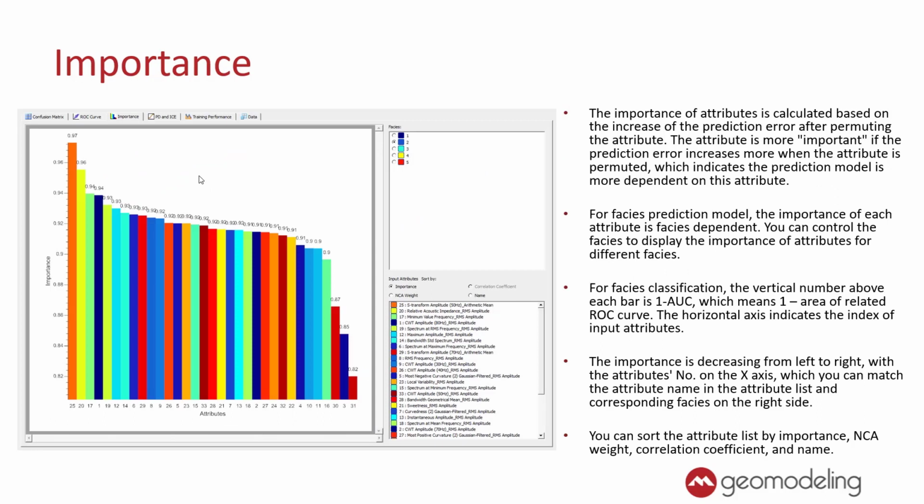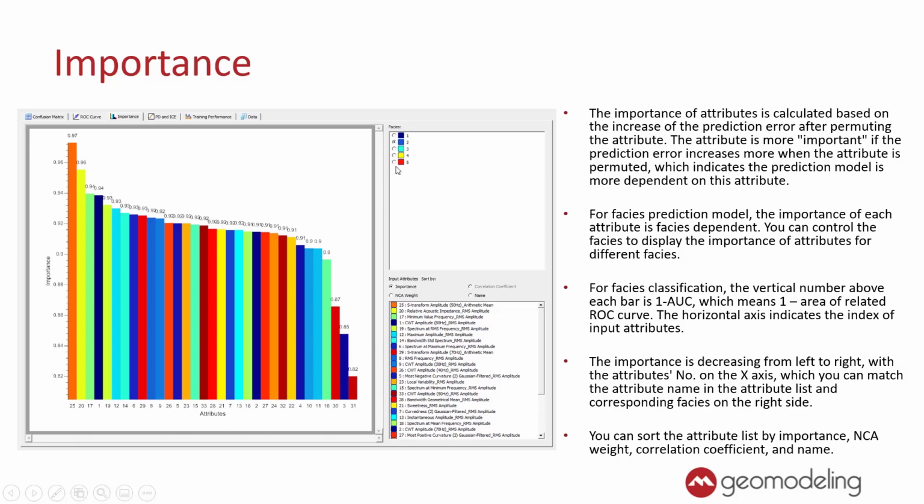The importance of an attribute is calculated based on the increase of the prediction error after permuting the attribute. The attribute is more important if the prediction error increases more when the attribute is permuted, which indicates the prediction model is more dependent on this attribute. For the facies prediction model, the importance of each attribute is facies dependent. You can control the facies to display the importance of the attributes for different facies.